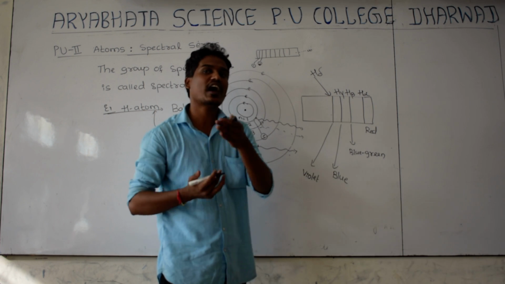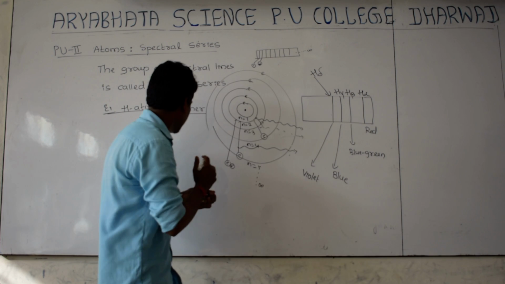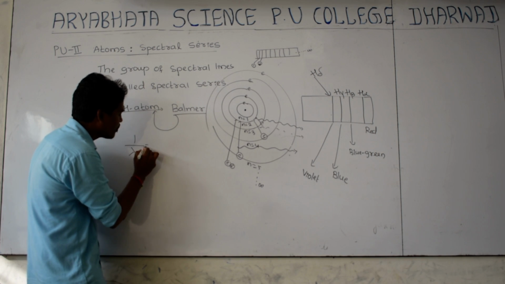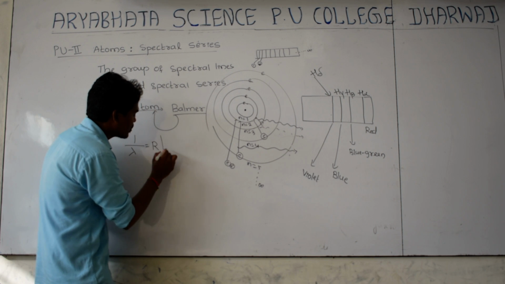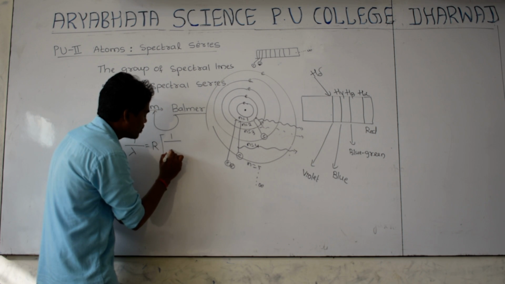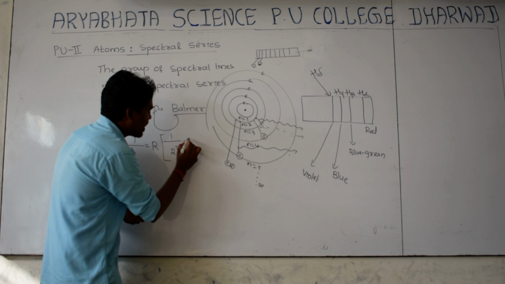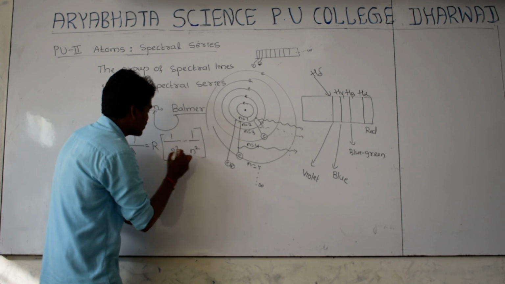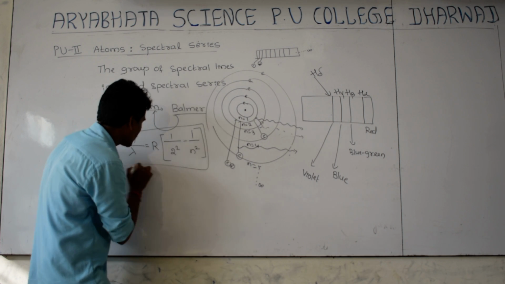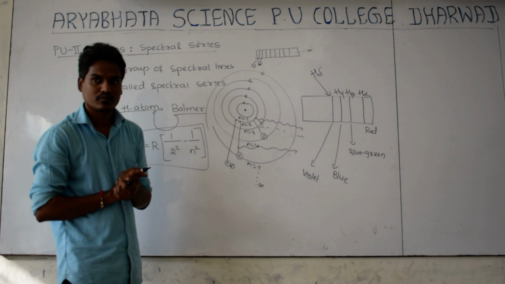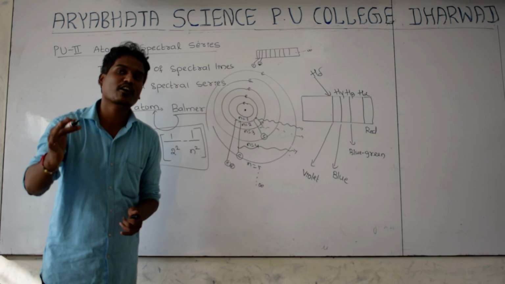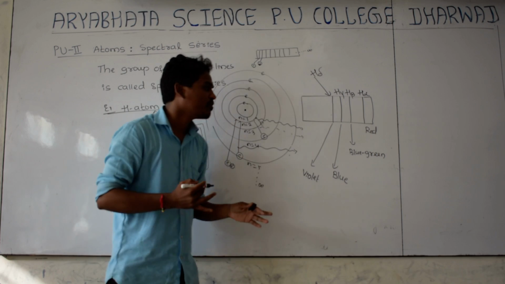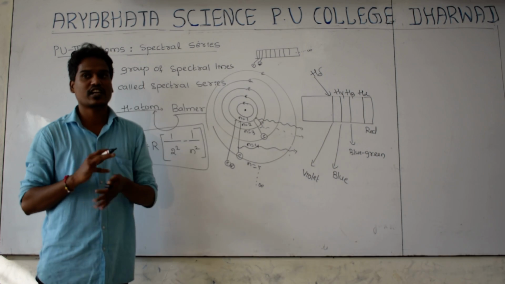And he gave one formula. What is that formula? 1 by lambda is equal to R into (1 by 2 square minus 1 divided by n square). This general formula is given by Balmer. For what reason? In order to find out the wavelength of these spectral lines produced by the hydrogen atom.